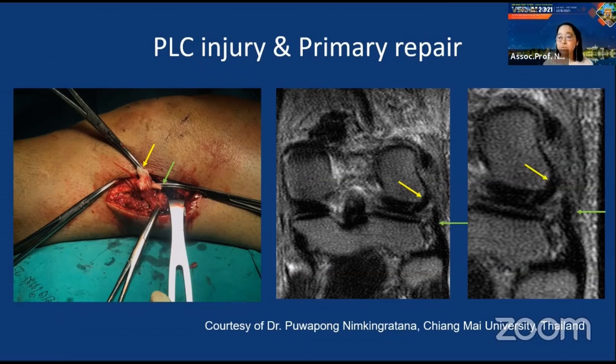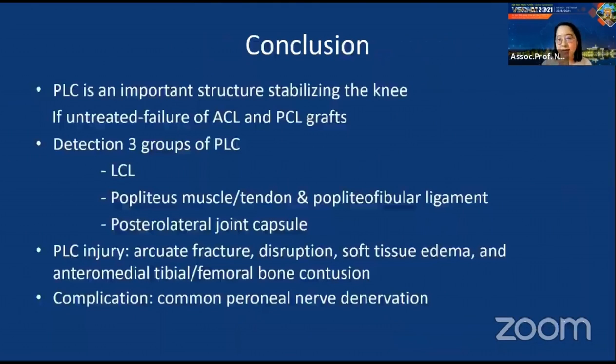So I want to wrap up. Everything here is important, as it helps stabilize the knee, and it needs to be identified when you treat patients with ACL or PCL grafting. And it's easier to identify in three groups: LCL, popliteus myotendinous unit, and posterolateral joint capsule. Finally, look at disruption of these structures, look for arcuate fracture, soft tissue edema, and bone contusion. And don't forget to look at the complication of peroneal nerve innervation. Thank you for your attention, and I'm happy to take questions after this session.